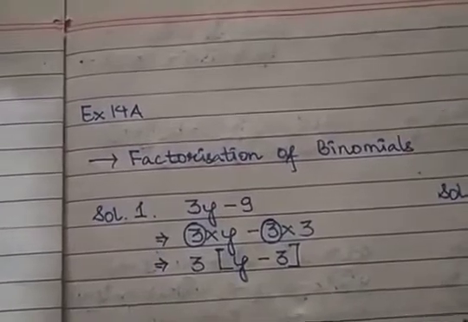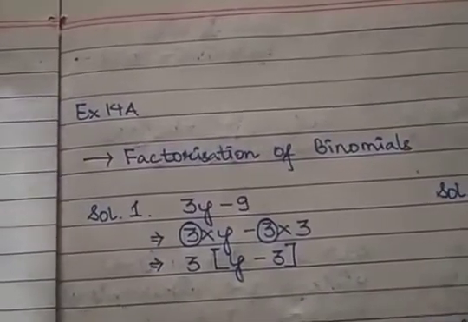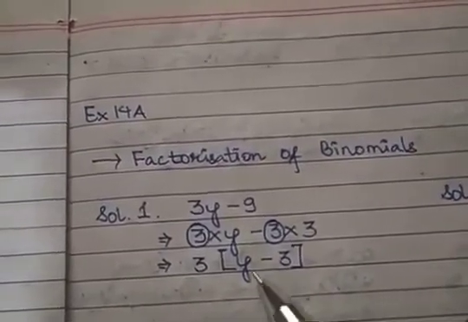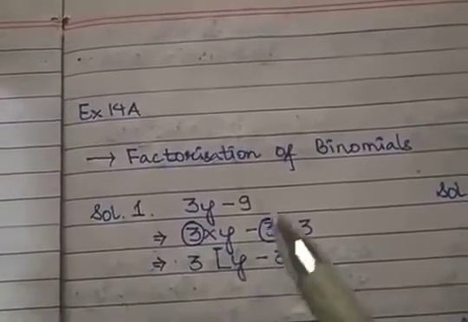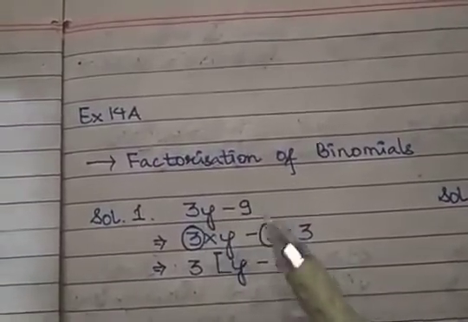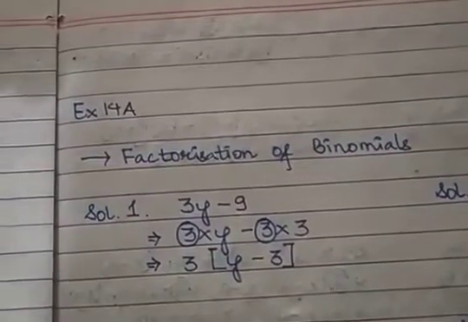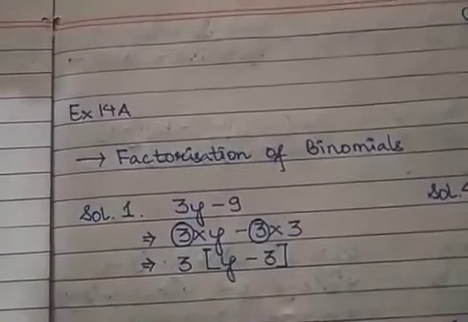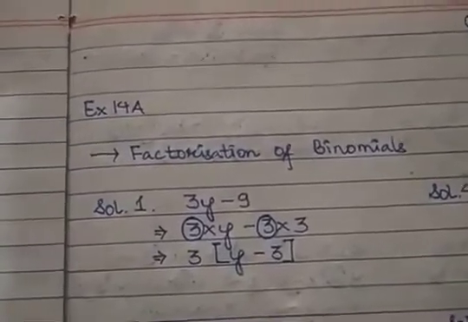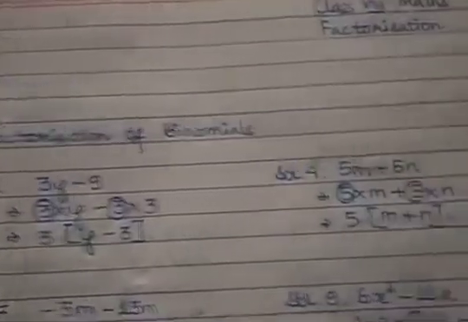What does a bracket signify? A bracket signifies multiplication, so it's in the product form, so we have the factors. So we can say that the factors of 3y minus 9 is 3 bracket y minus 3. This is how factorization is done. Let's do a few more sums and it will be easier for you.